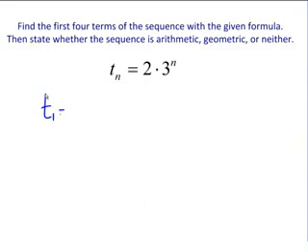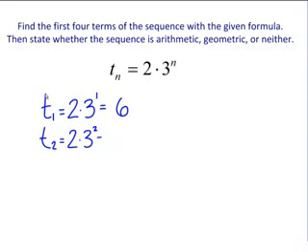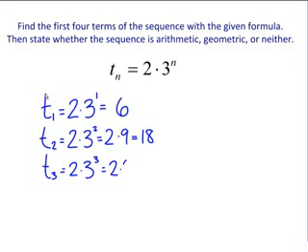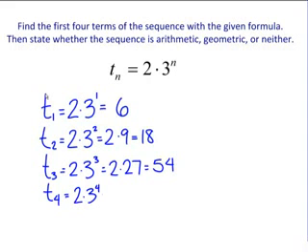All right, same instructions. We're finding the first 4 terms of the sequence. So the first term, we'll use n equals 1. 2 times 3 to the first is 6. For the second term, using n equals 2, we have 2 times 3 squared, which is 2 times 9, which is 18. For the third term, we have 2 times 3 to the third power, which is 2 times 27, which gives us 54. And for the fourth term, we have 2 times 3 to the fourth, which is 2 times 81, which is 162.